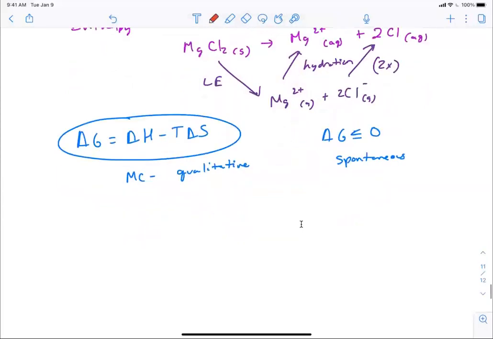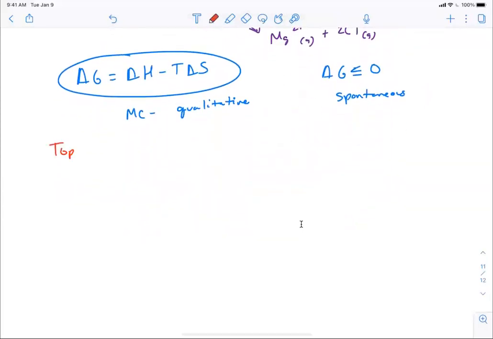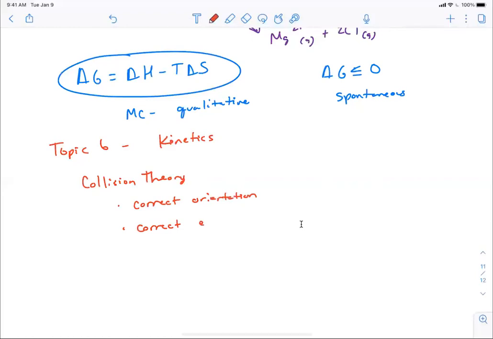Back to SL in topic 6, which is kinetics or reaction rate. Okay. Collision theory is one concept you definitely need to memorize, because for a reaction to occur, 2 particles have to collide with the correct orientation and the correct energy, which we call the activation energy. Okay, it has to meet the minimum activation energy required for the reaction to occur.